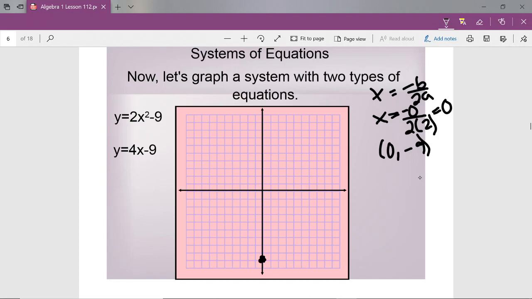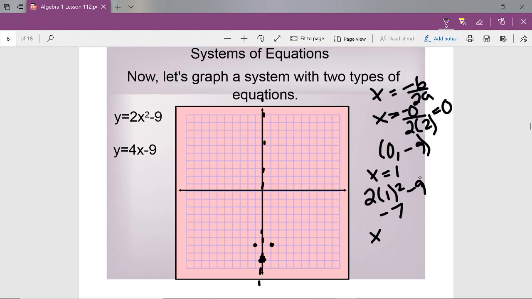Well, it ends up that that is also my y-intercept, so I'm definitely going to want to plug in a few more points. Let's say I plug in x equals 1. So 2 times 1 squared minus 9, that is just 2 minus 9, so negative 7. So I have a point at 1, negative 7, and since the y-axis is my axis of symmetry, I can flip it over and I have negative 1, negative 7.